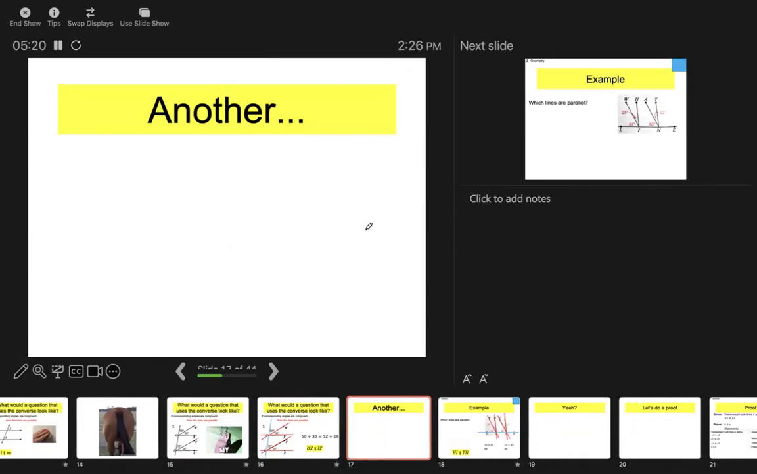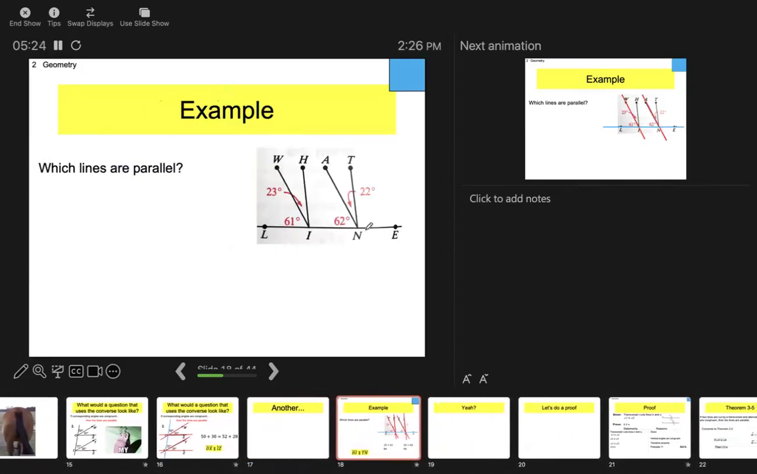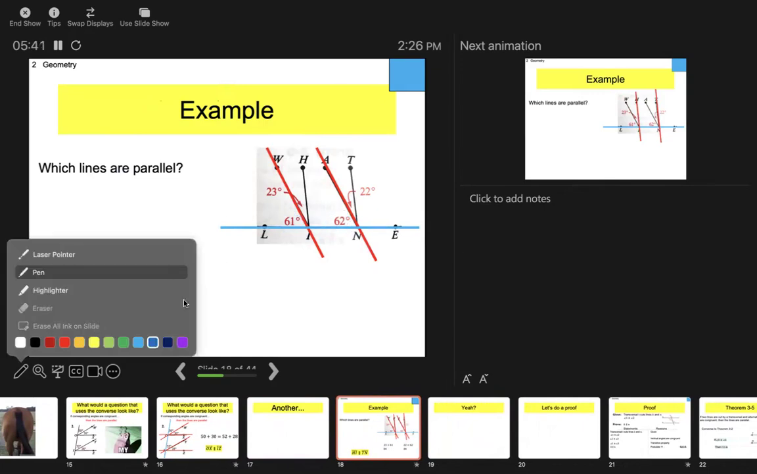All right, here's another one. Same looking thing. It says which lines are parallel. So basically we consider which two lines probably are parallel. Probably the two red ones there are parallel. So let's see. If that were true, then this angle 61 would be equal to, oh no, they're not equal. So those two lines are not in fact parallel.